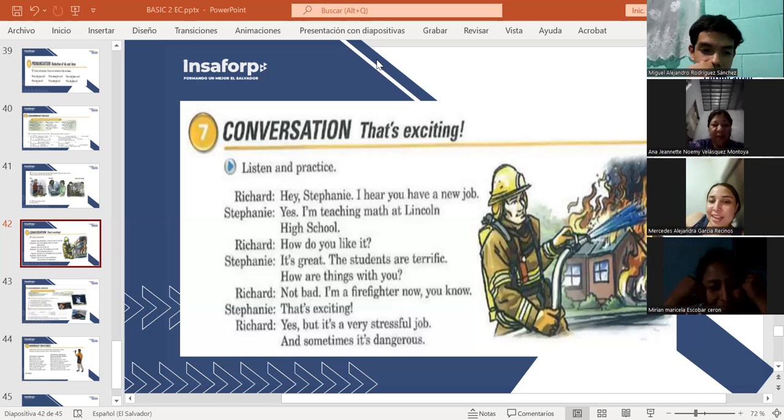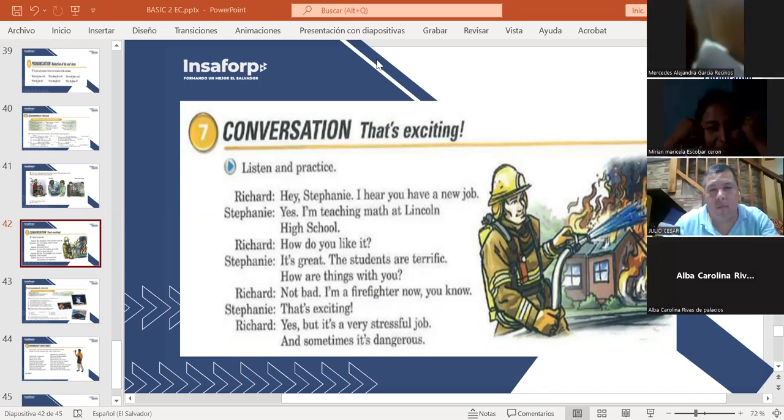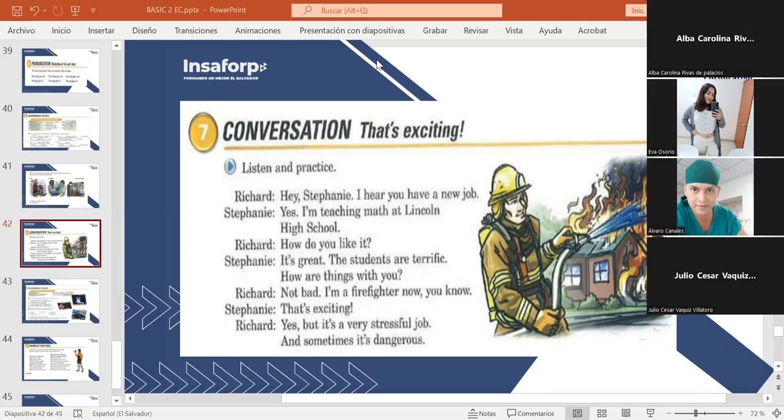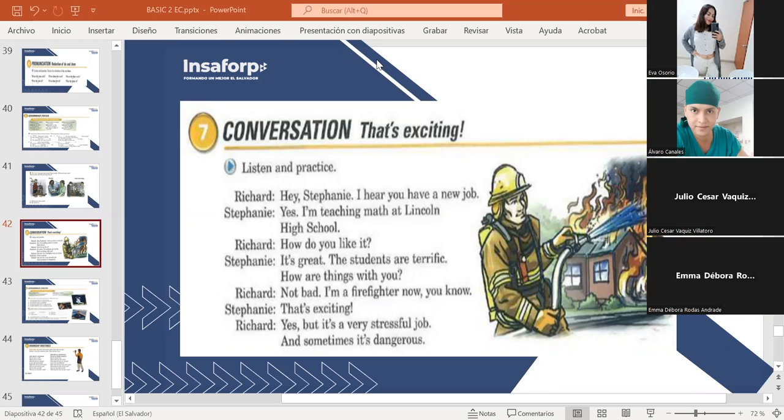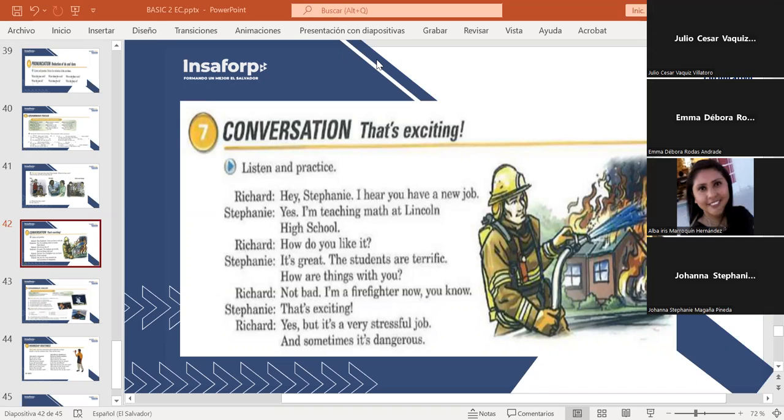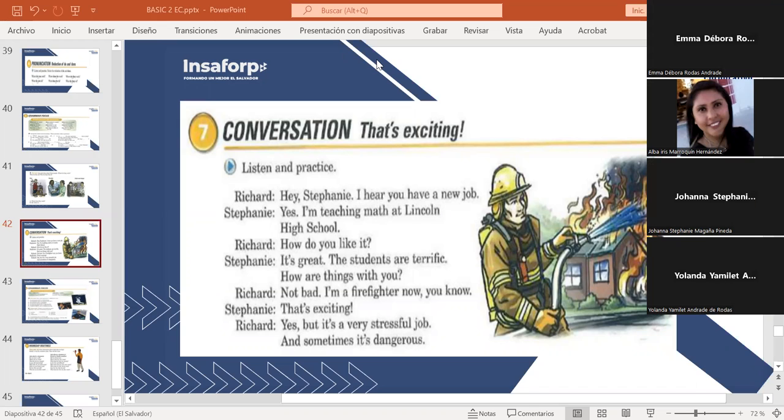Sorry. Okay, let's go to the rooms and practice the conversation, please. Here we go. Y no se sientan eléctricos, okay? So. Here we go, number 3, Georgina, me la mando para acá. Mercedes, here, number 3. And number 1. There you go.